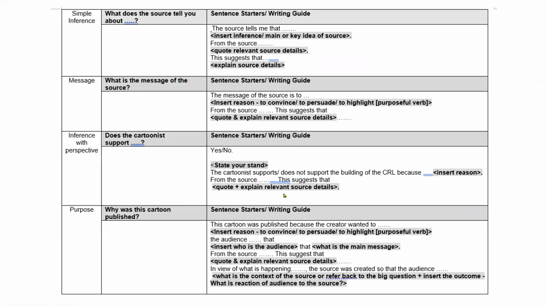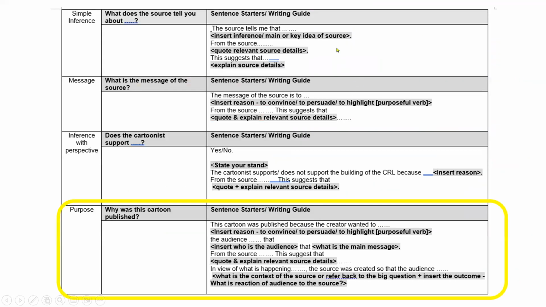Now, next we are looking at purpose. So what's the difference between simple inference, message, and inference with perspective? For purpose, we are looking at the context. You can see that in the way we write our sentence starters, there is this added dimension, or added frame, or added perspective where you need to look at context. There is a reason why that cartoon was actually published.